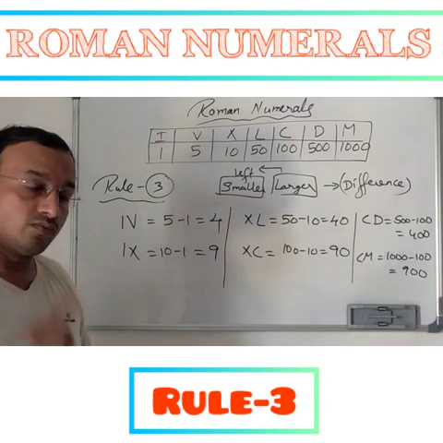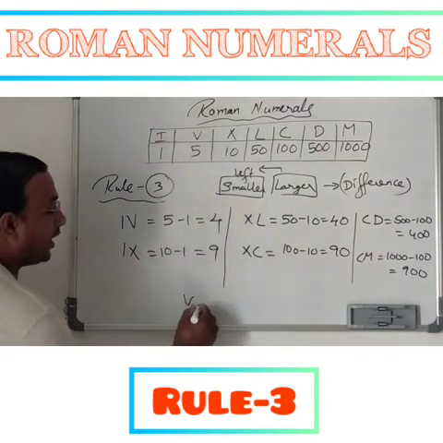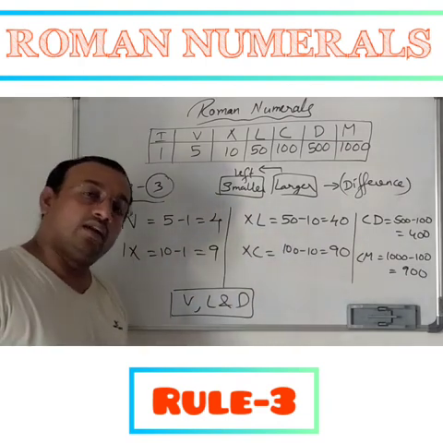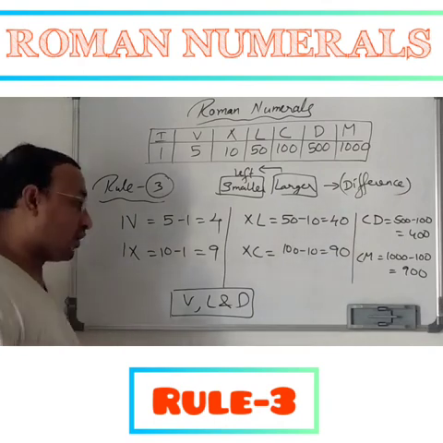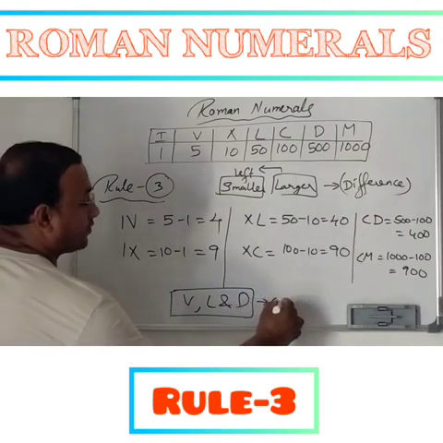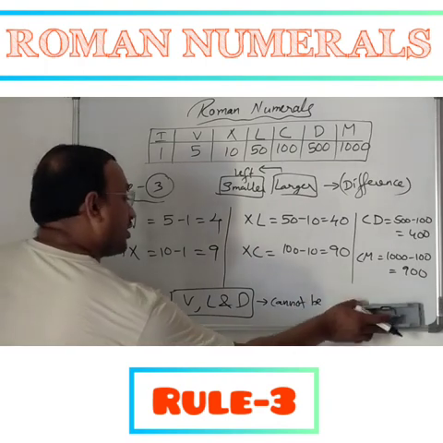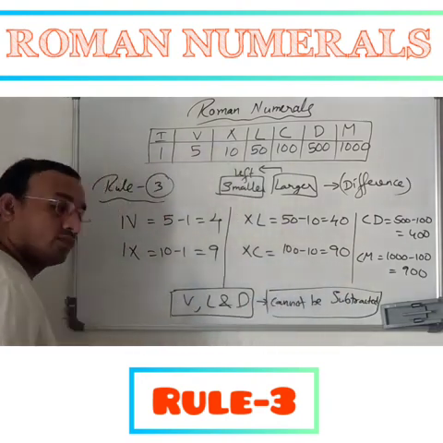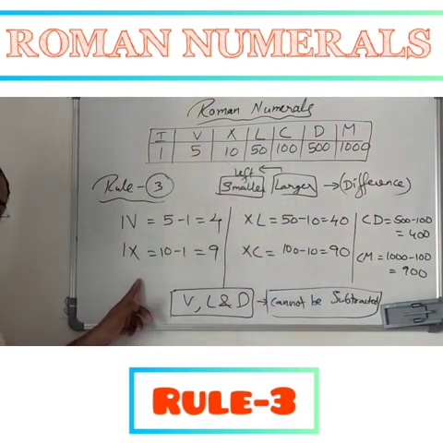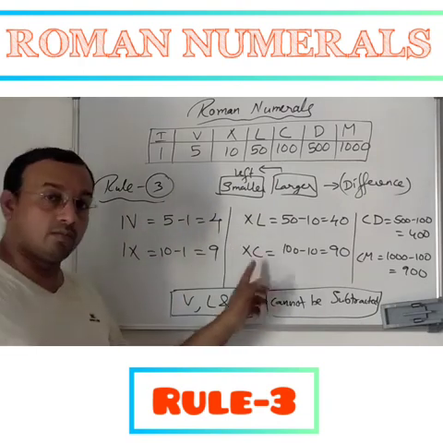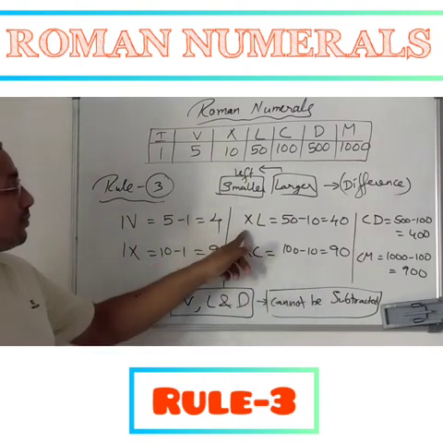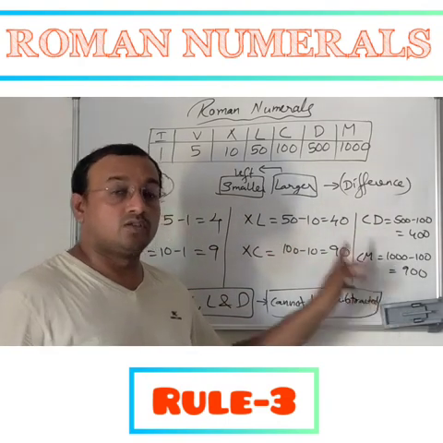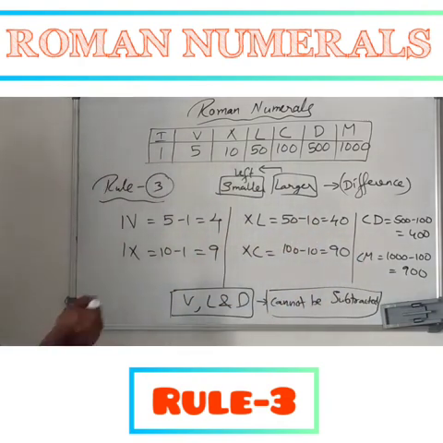Okay friends, and a few more rules I am saying. V, L and D are never subtracted, never written to the left of a larger numeral. Remember this, friends. So these cannot be subtracted. And also, you can see here I is subtracted only from V and X, it cannot be subtracted from L and C. Remember this also, friends. And X can be subtracted from L and C, but X cannot be subtracted from D and M. Remember this also. So that is what rule 3 is.